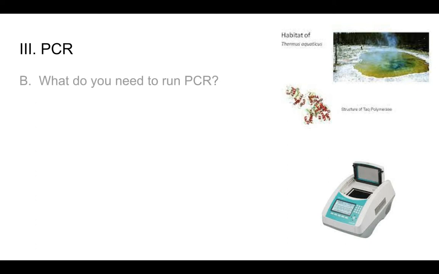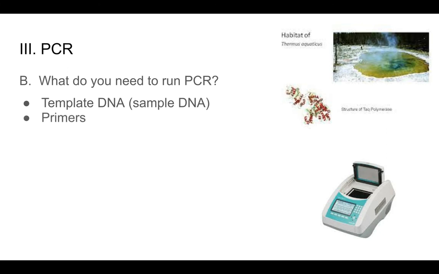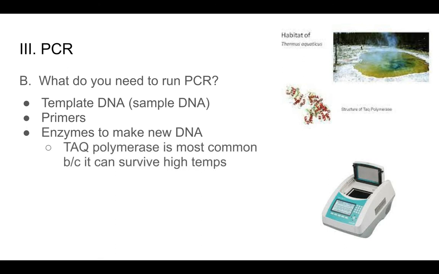In the process of PCR, you need a couple of things to be able to amplify a sample using this technique. So you're going to need a sample DNA, so a piece of template DNA. You're going to need some RNA primers. You're going to need enzymes that are going to help make more copies of that DNA because we're just trying to boost the amount of the original sample. Now, the most common enzyme that's used in PCR is called Taq polymerase.